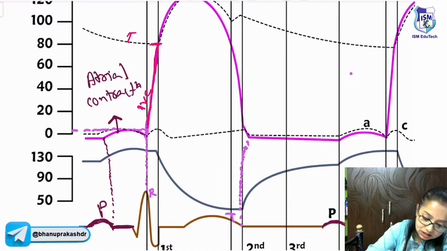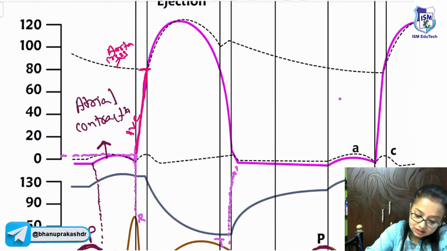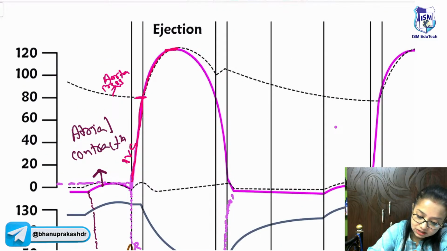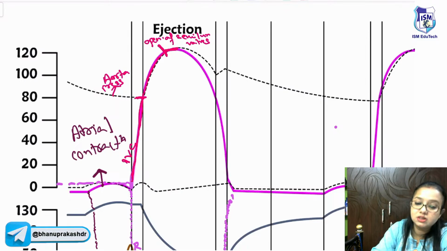Now, once it reaches 80 mmHg, here you see the dotted line. This is the aortic pressure. Once it reaches 80, the contraction still continues, and the pressure in the left ventricle exceeds 80 and reaches a maximum of 120. As soon as it reaches the maximum of 120, the event that happens immediately is the opening of the semilunar valves, or here it is only the aortic valve.